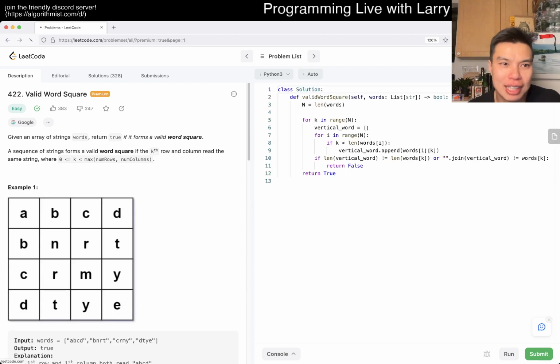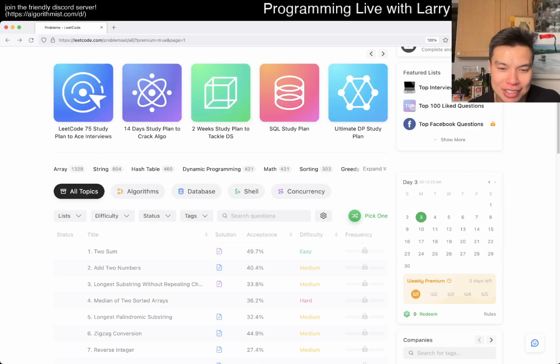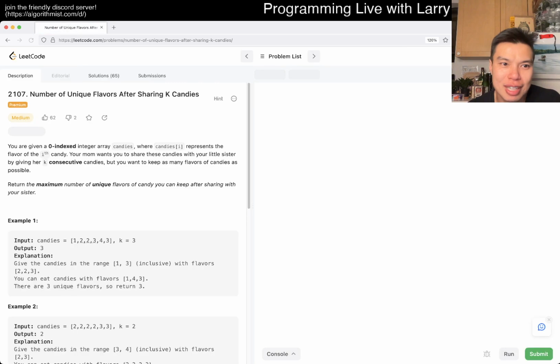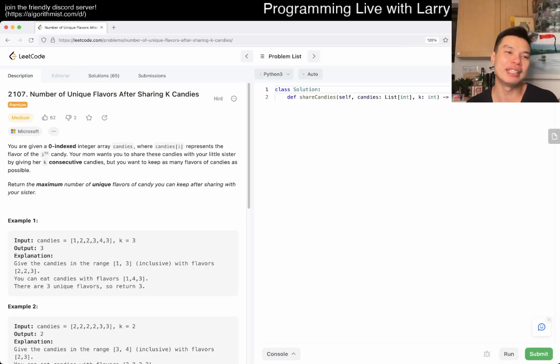Oh, I had to pick one that I haven't done yet, because clearly I've done that one. I've done that one. But yeah, all right, let's try again. And let's go. A medium, 2107, Number of unique flavors after sharing K candies.